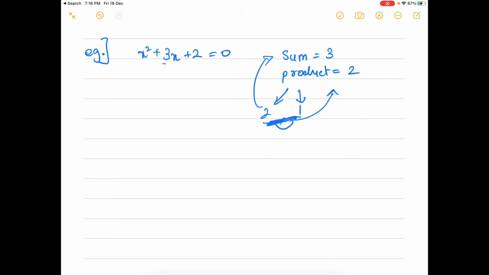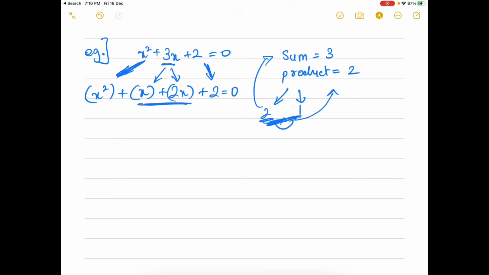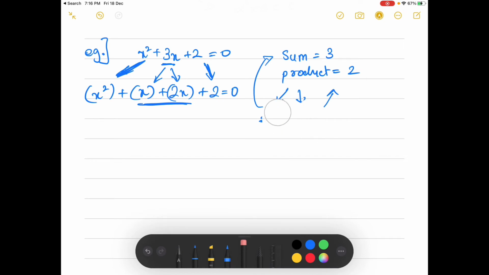So we can write it as x square plus 1x, which is the same as x, plus 2x plus 2 as it is. We have only split the middle term into two parts, not the constant nor the highest power, which is x square. So 2 as it is, which is equal to 0.